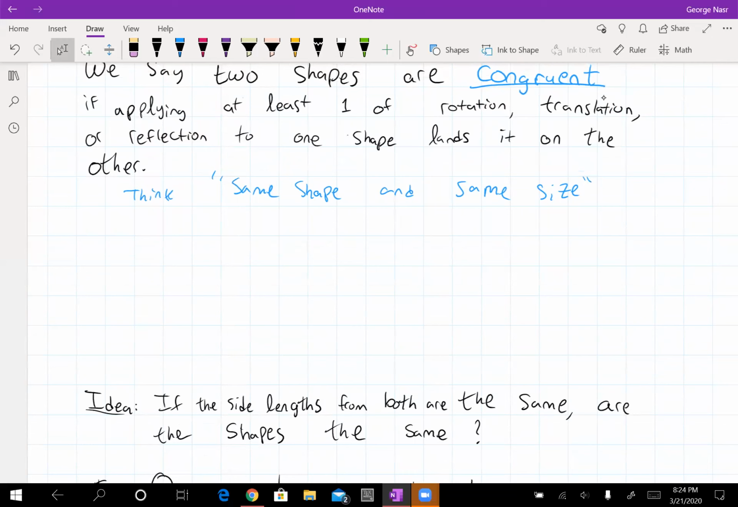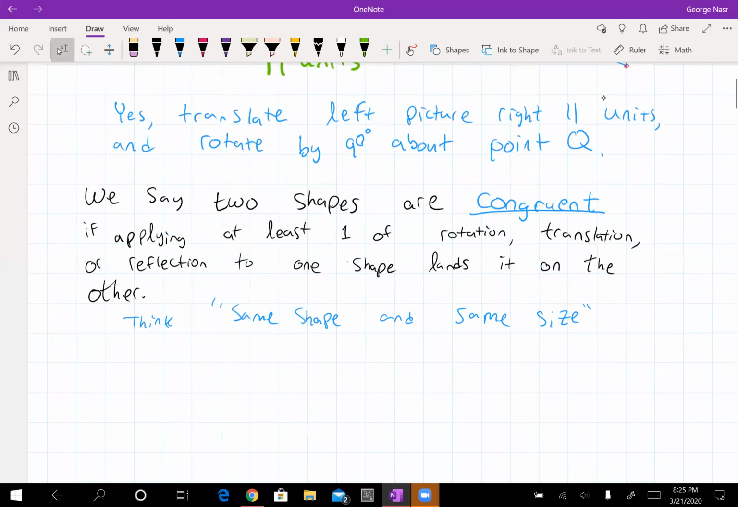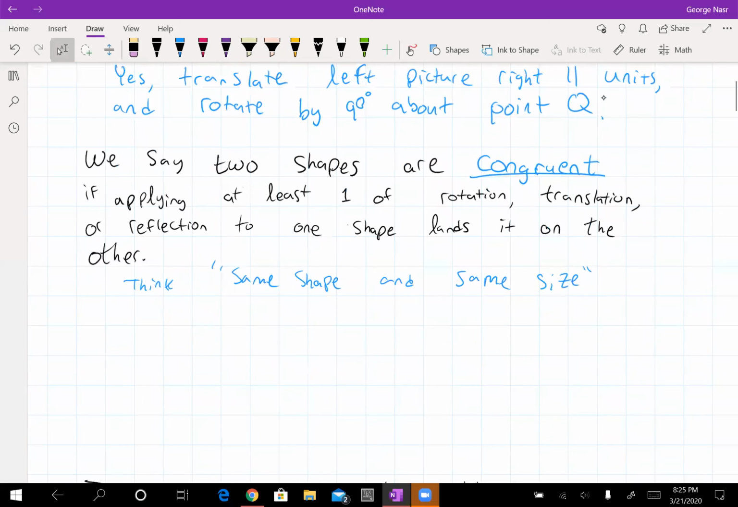Now, if every single time I wanted to ask you this question, are these shapes the same, you had to do all this process of translating it, rotating it, maybe reflecting it, that could get a little tedious. And so it would be really nice if we had nifty tools or a nifty mechanism to just say things are congruent, things are the same, without us having to appeal to transformations at all. And that's what this section is really about.